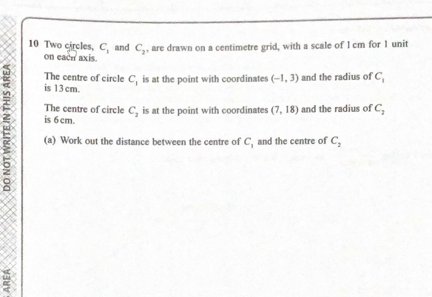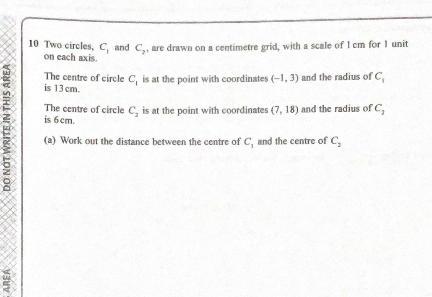Number 10, two circles C1 and C2 are drawn on a centimeter grid with a scale 1 centimeter for 1 unit on each axis. The center of circle C1 is the point with coordinates -1, 3 and the radius of C1 is 13 centimeter. The center of C2 is the point with coordinates 7 and 18 and radius of C2 is 6 centimeter. Work out the distance between center of C1 and center of C2.